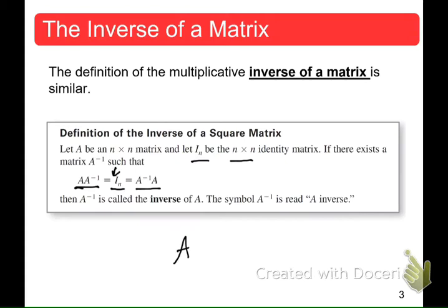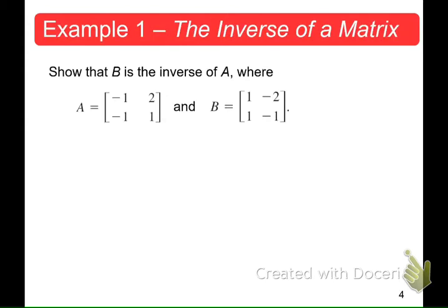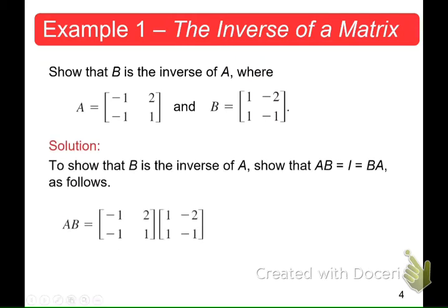We read this A to the negative 1 as A inverse. So A times A inverse is equal to I sub n, and A inverse times A is also equal to I sub n. If I have two matrices, A and B, and I want to show that they are inverses of each other, I have to show both of these things hold. I have to show that A times B is equal to I, in this case I2 since I'm looking at a 2 by 2 matrix, and B times A is equal to I.